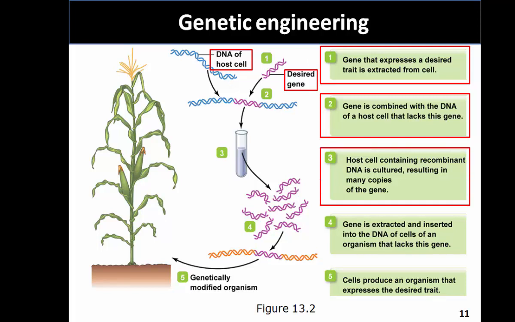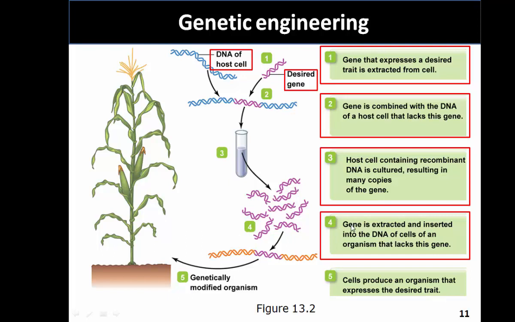That DNA has to be cultured inside the lab. Culturing the new DNA molecule is a process in the lab where multiple billions of copies are made. Once those copies are made, they can be extracted and inserted into the DNA of an existing cell, in this case what we want to modify, and that's corn.